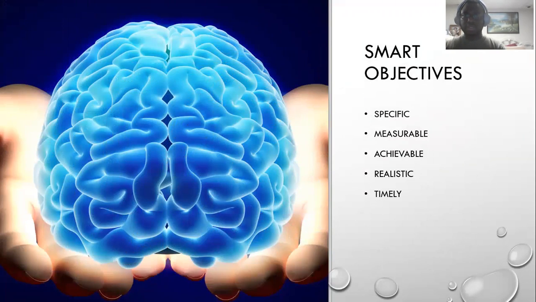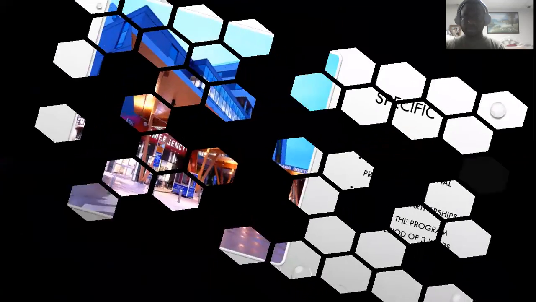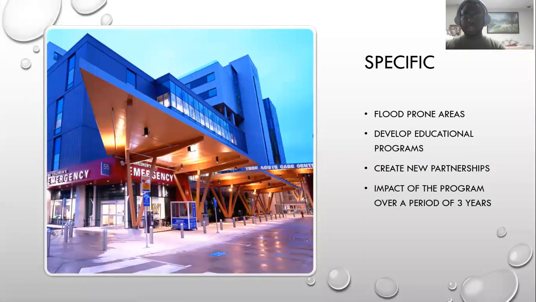So the way we're going to deal with this is through SMART objectives, which are specific, measurable, achievable, realistic, and timely. The first thing we're going to look at is the specific, and we're going to look at the flood-prone areas, which are the zones much more prone to flooding, whether from large rainfalls or from hurricanes. We want to take the community and develop programs so that these individuals can better protect themselves from these disasters. And we want to look at this program over a period of 3 years.